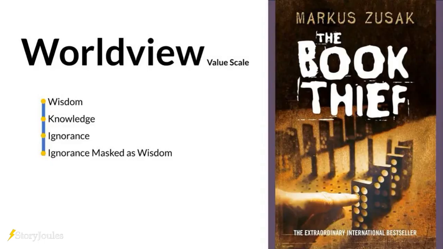While the validation scale looks inward, the worldview scale looks outward, and the question worldview prompts is, how do I view the world? In worldview stories, the avatar often changes from a black and white view of the world to one that's more nuanced, has more shades of gray, and that's what happens in The Book Thief.